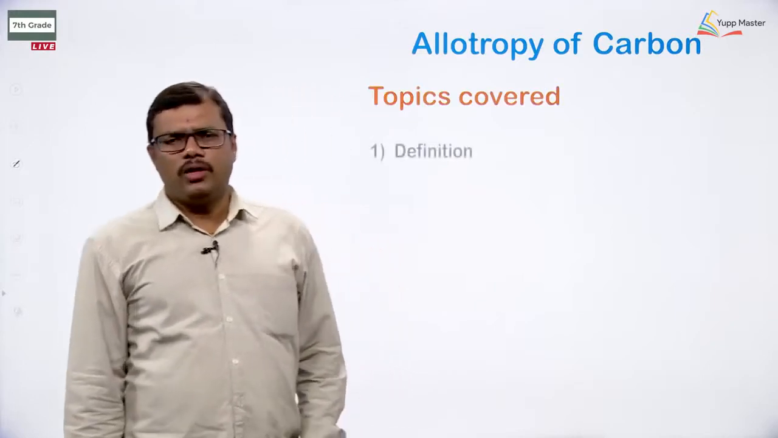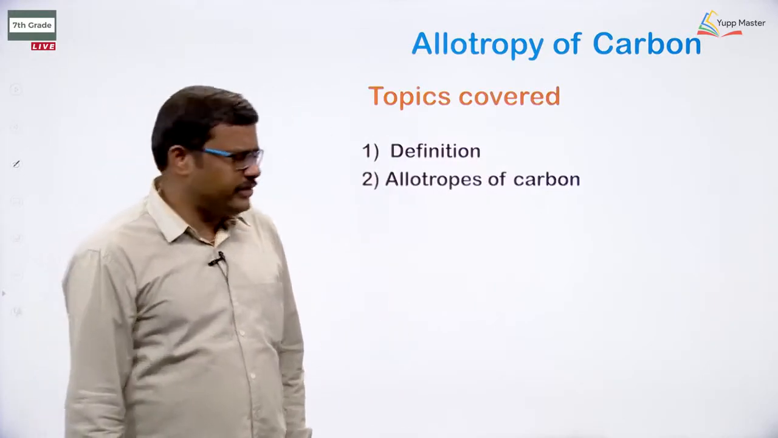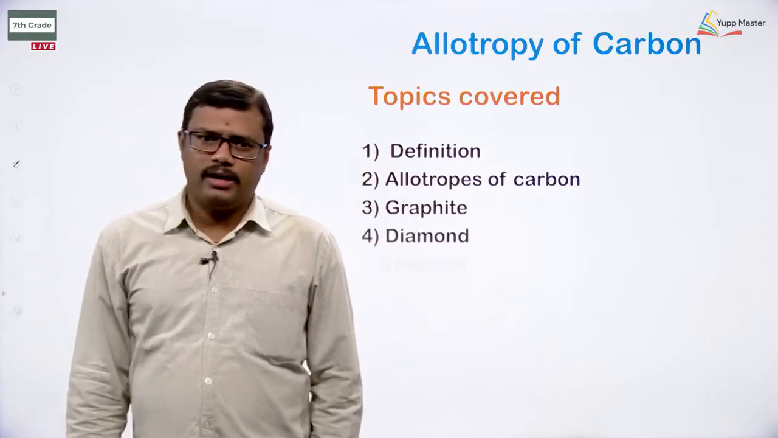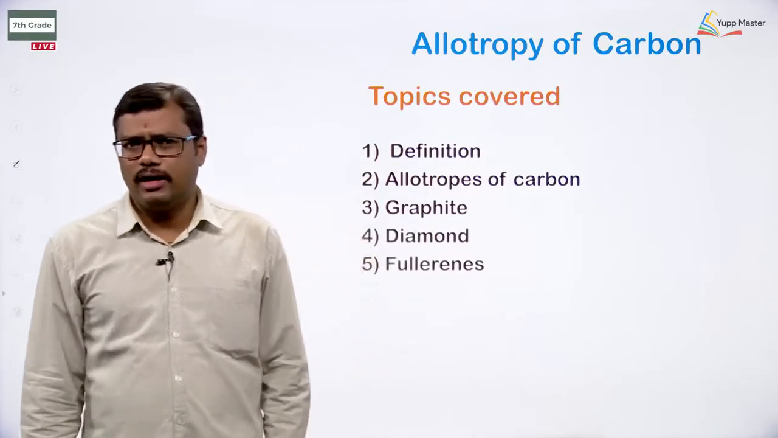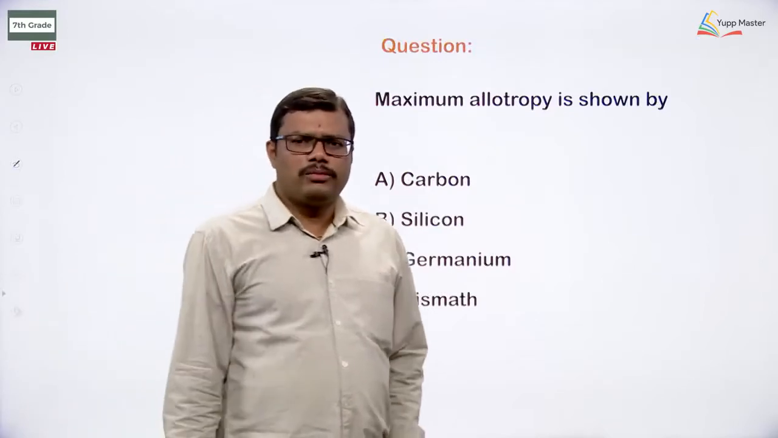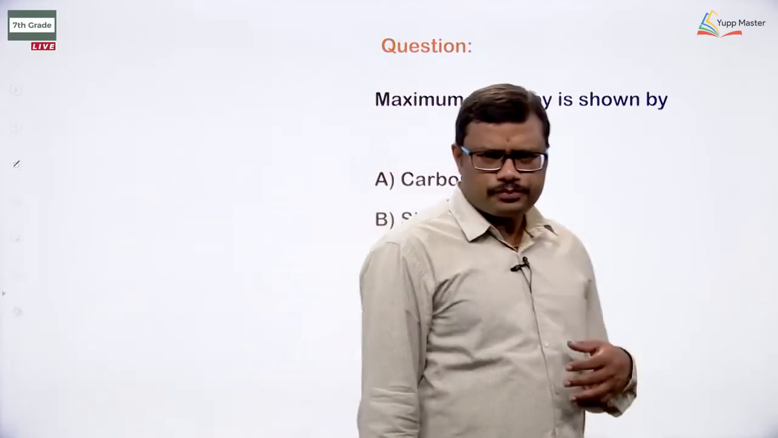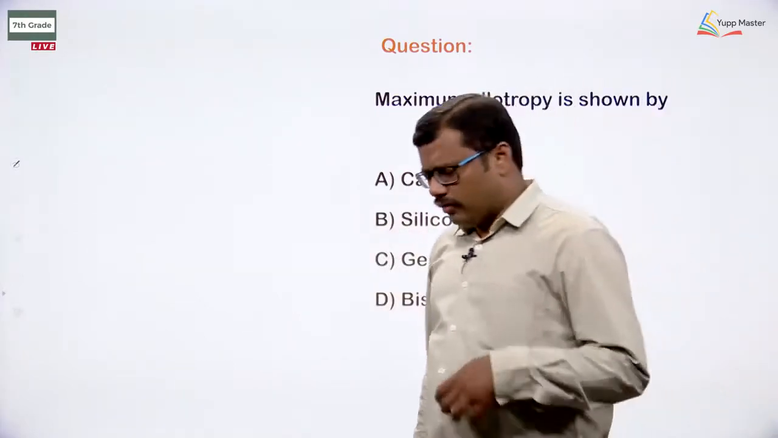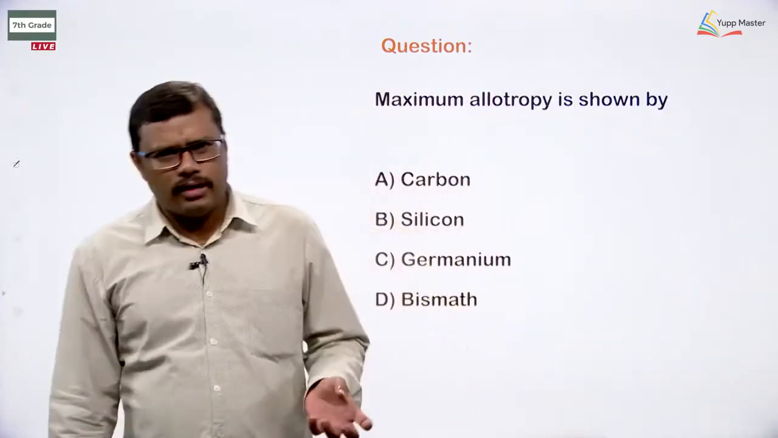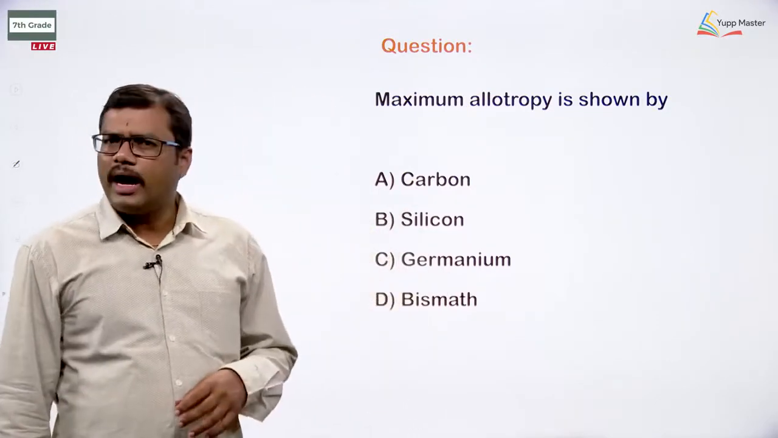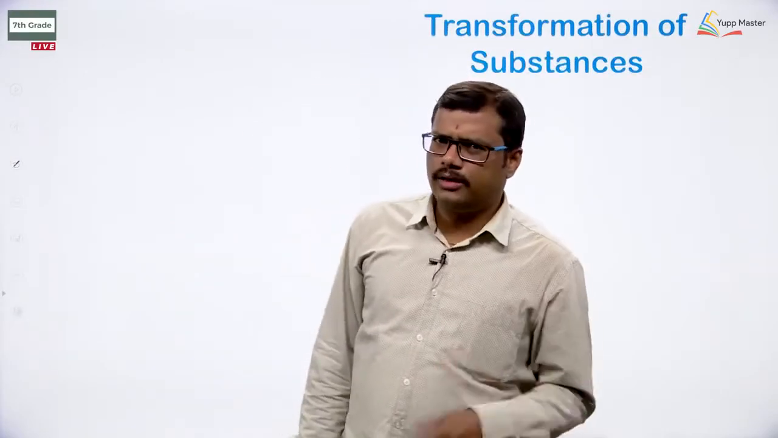When you look at the allotropy of carbon, what is allotropy? We are going to discuss the definition, and the allotropic forms of carbon: graphite, diamond and fullerenes. Maximum allotropy is generally shown by carbon. How the different types of allotropes of carbon exist in nature, and what bondings are present in them, we are going to discuss. All these concepts are included under this topic.